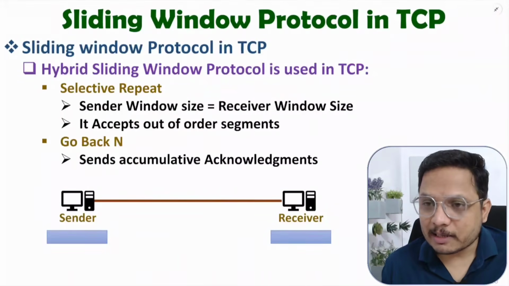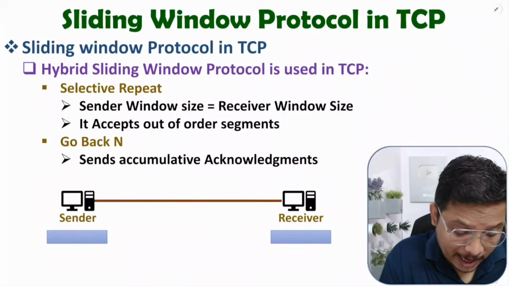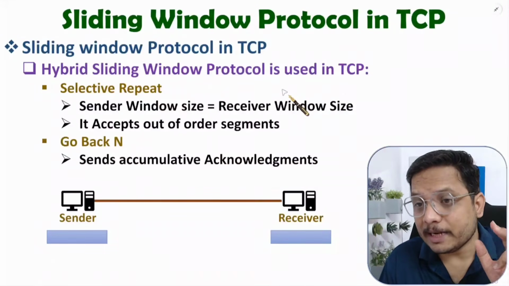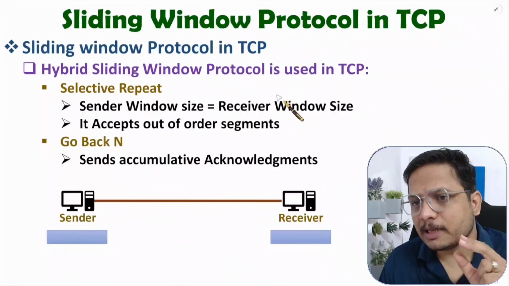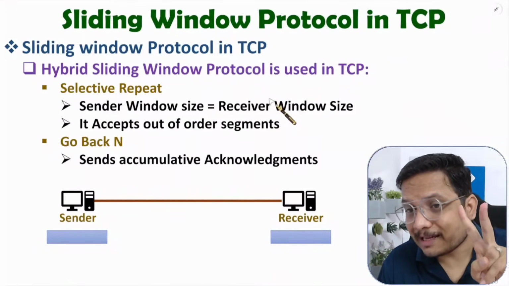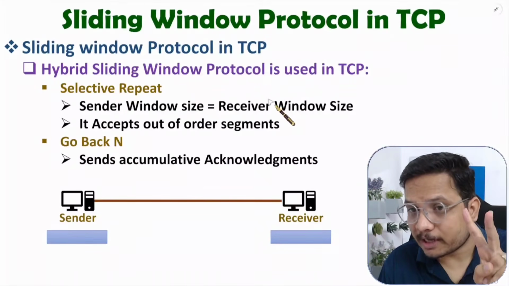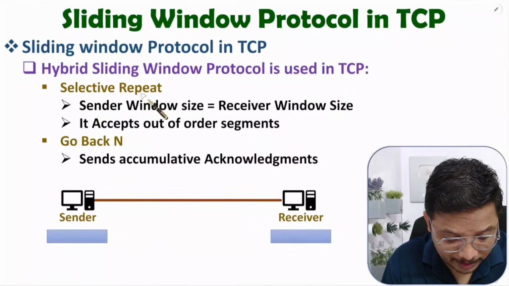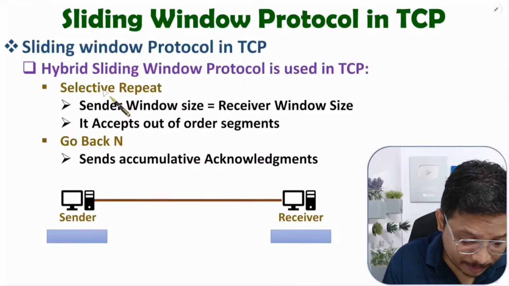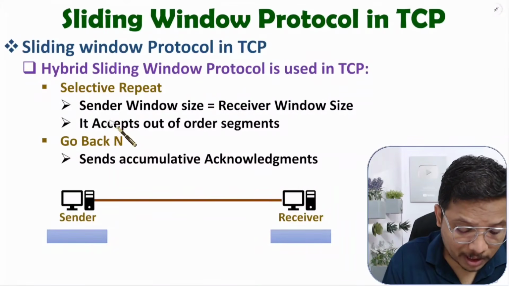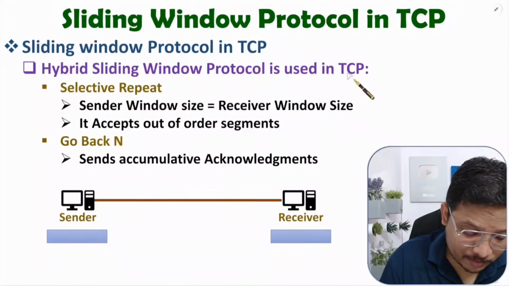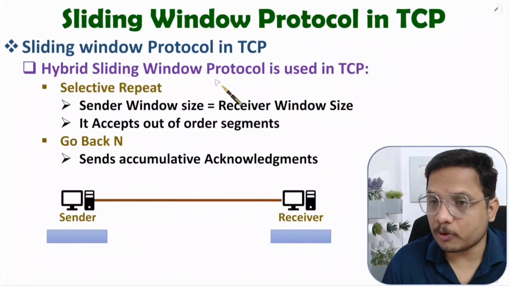In TCP, you will observe that a hybrid sliding window protocol is used. Why is it a hybrid sliding window protocol? The reason is, in sliding window, we have two broad categories implemented in computer networks. One is selective repeat and the second is go back N. Features of both selective repeat and go back N are used in TCP. That's why you can say that in TCP, we have a hybrid sliding window protocol.